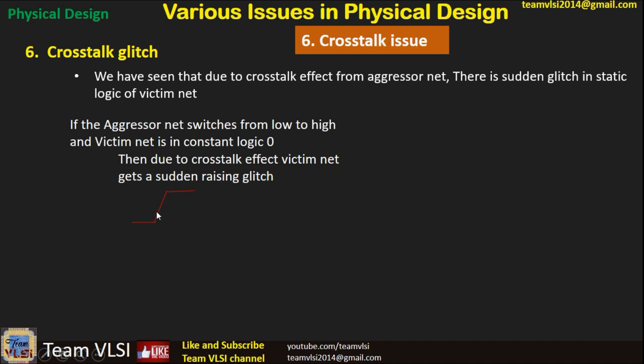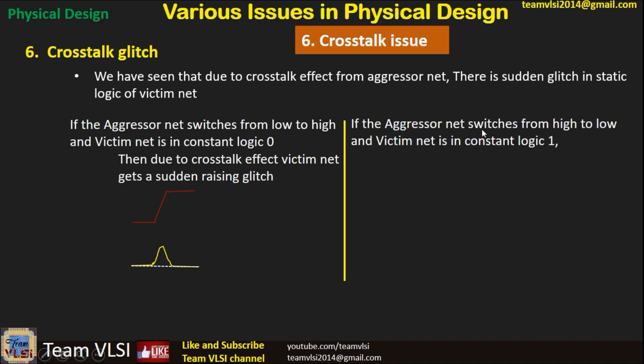Suppose the aggressor net is switching from low to high, and initially the victim net is at 0. It will see a glitch, a rising glitch here. And in the other case, if the aggressor net switches from high to low and the victim net is at constant logic 1, then due to the crosstalk effect, the victim net gets a sudden falling glitch, meaning a low glitch.